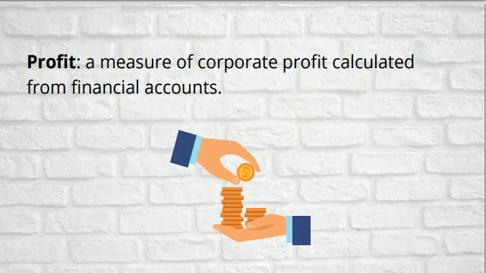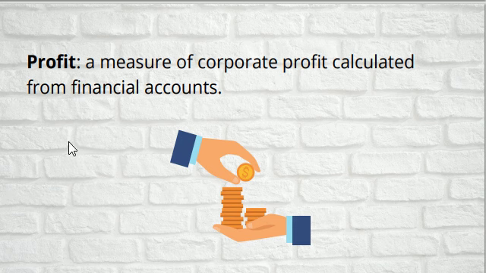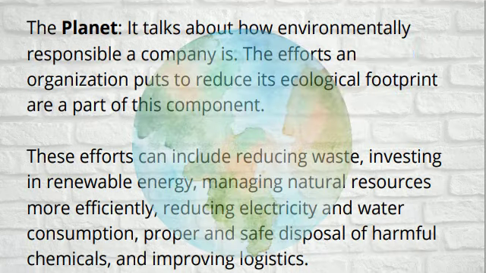So let's first talk about profit. Profit is the most common criteria on which companies are measured, or the success of a company is measured, and it is the measure of corporate profit calculated from financial accounts. So this is something which is very easy to calculate. Looking at a company's financial accounts, you can tell how much the company is earning or how much profit the company is generating.